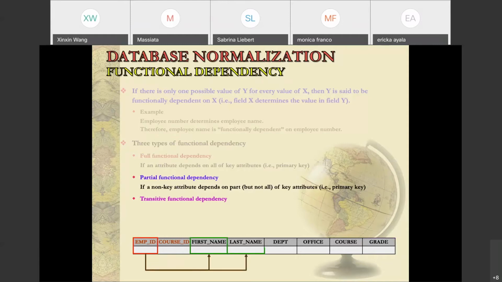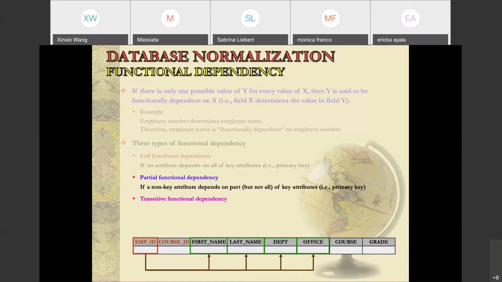So what is a partial dependency? If a non-key attribute depends on part, but not all of the key attributes. For instance, the information about first name, last name, department, office only depends on the employee ID. There is no relationship with the course ID whatsoever, right? So this case means that they have partial functional dependency.